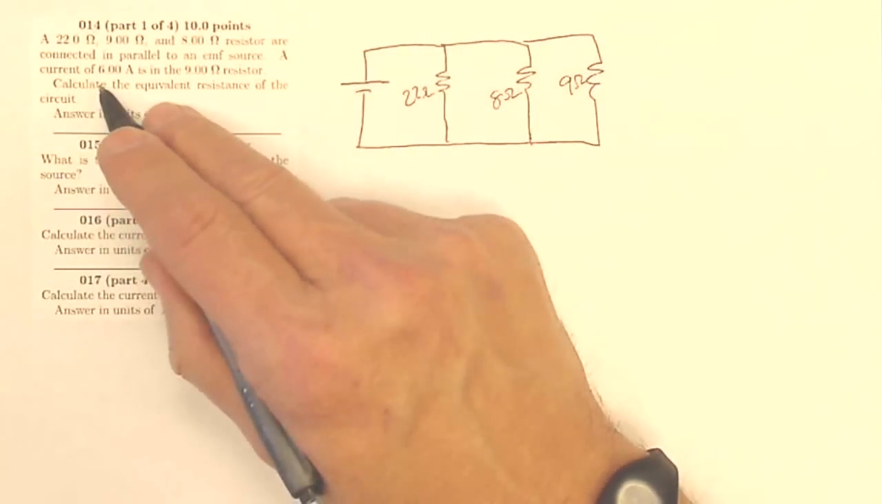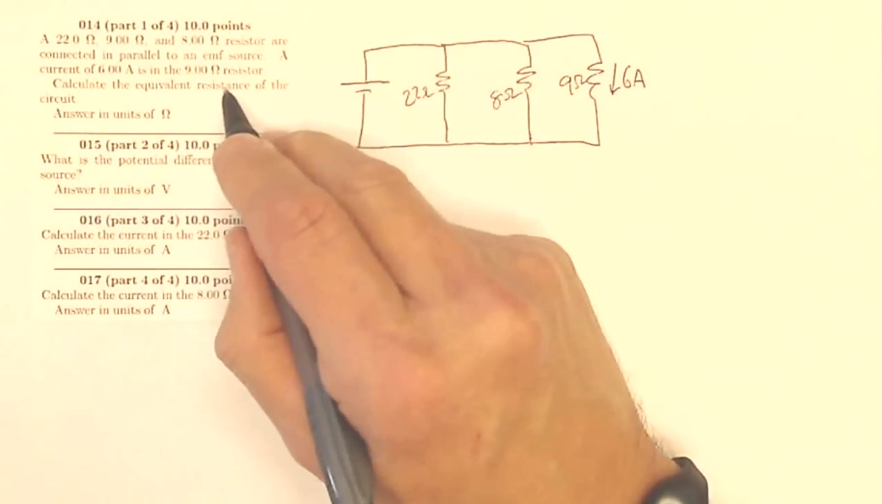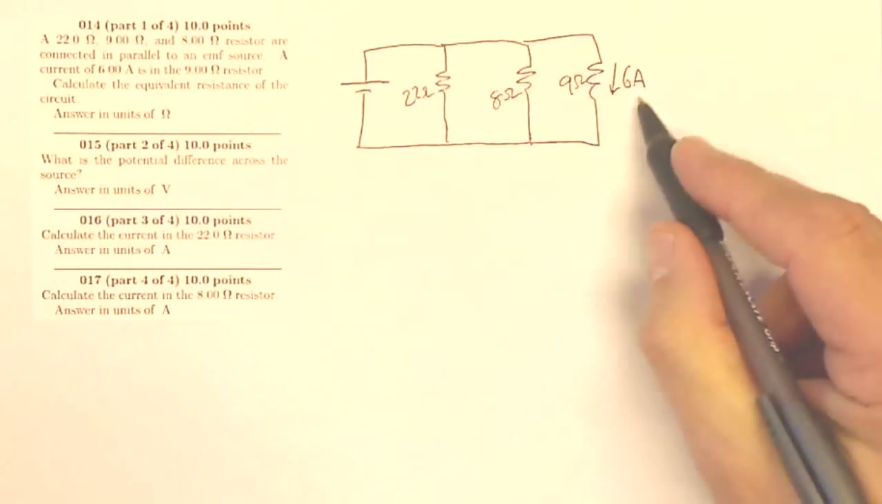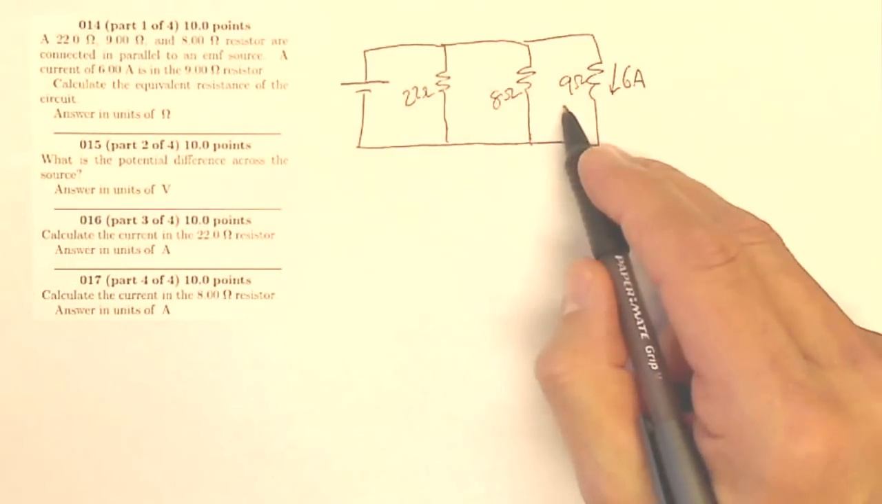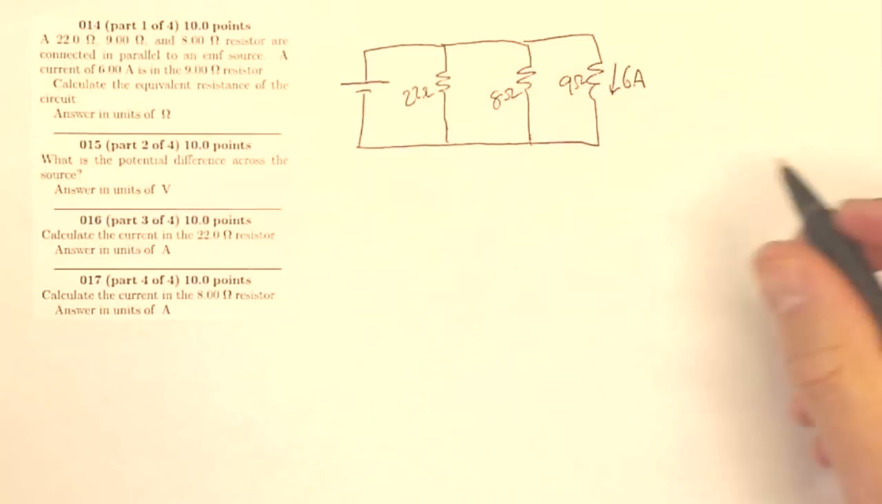And this tells me that 6 amps is in the 9 ohm resistor. They want the equivalent resistance of the circuit. Well, that really doesn't deal with this, but I've got these 3 resistors that I need to combine to give me the equivalent resistance for that circuit.